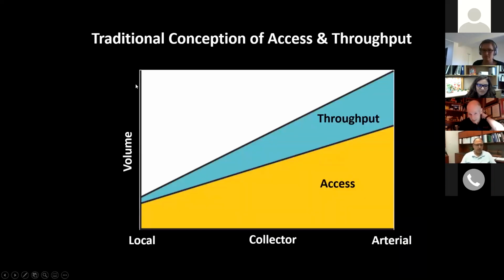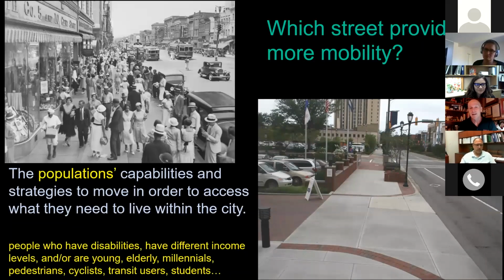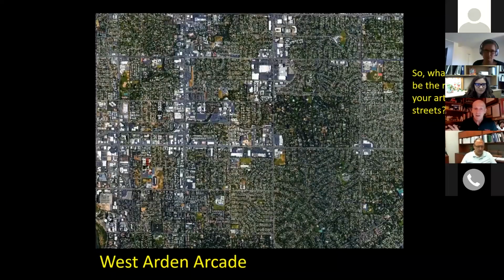So think about this graph about how arterials are very access oriented and throughput, and they've been completely made out of balance with modern interventions. And so when you think about the definition of mobility, a population's capabilities and strategy to move in order to access what they need, which version of Broad Street in Richmond provided more mobility? The one from a long time ago with all the social and economic exchange, or the new one where it's just really a car conduit? And clearly, there's actually more mobility in the older image.